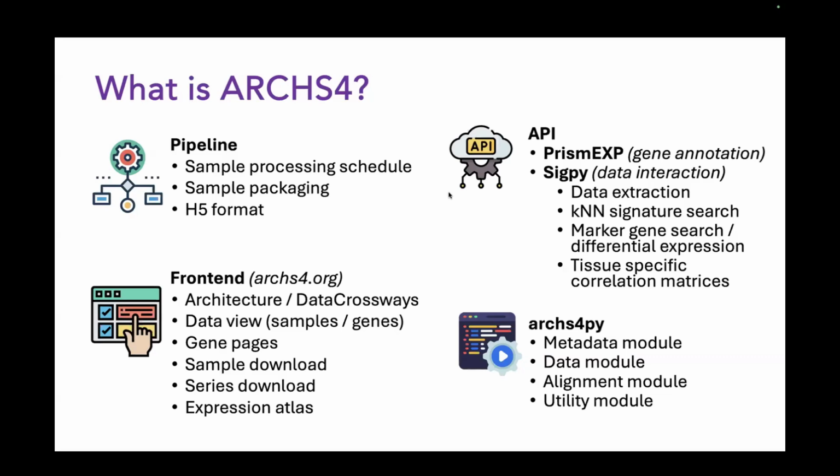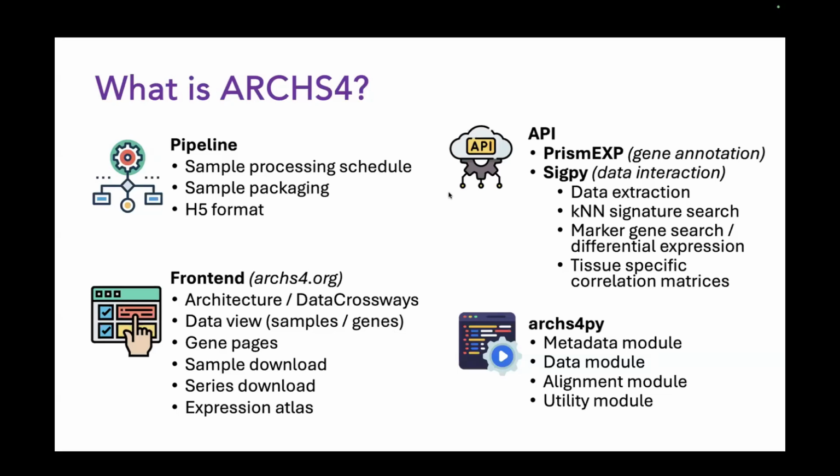So you can have a data view where you can analyze samples or genes, and we'll show that in more detail. And then gene pages, which are really focusing on individual genes. And they add a lot of information that might be relevant, like tissue expression, gene correlations, and so on. And then we also added additional functions to download the data in bulk, or if you only want to download individual series, that is now also an option.